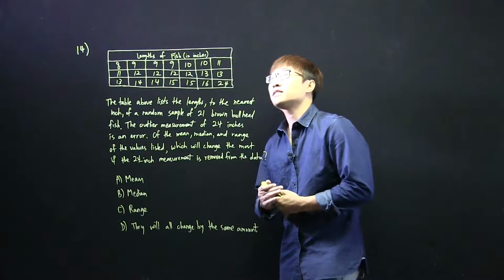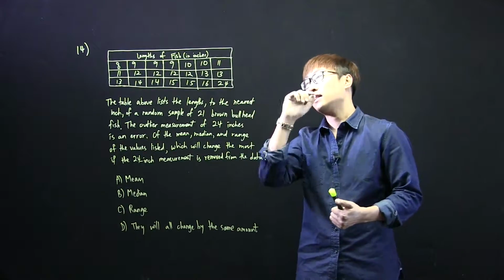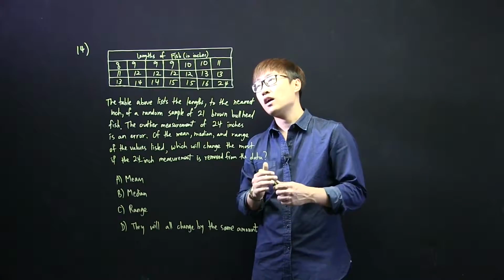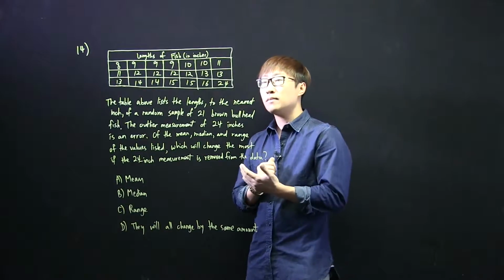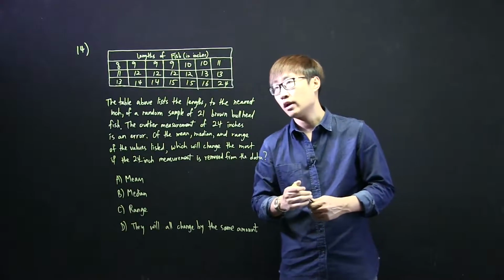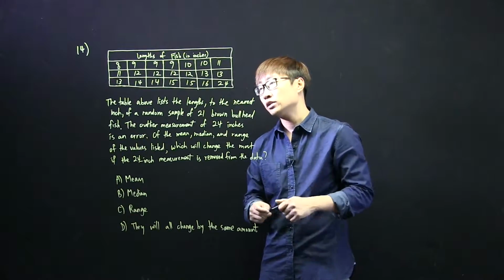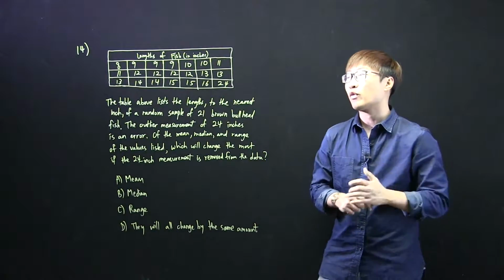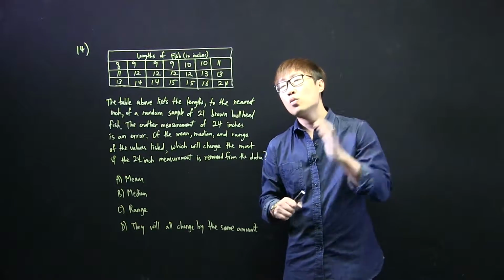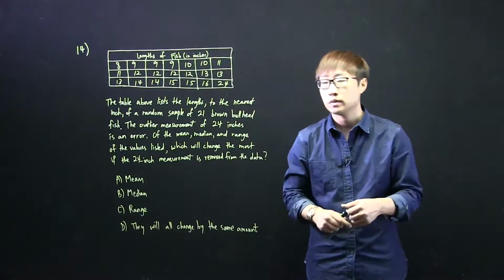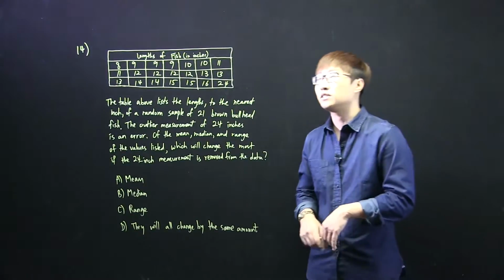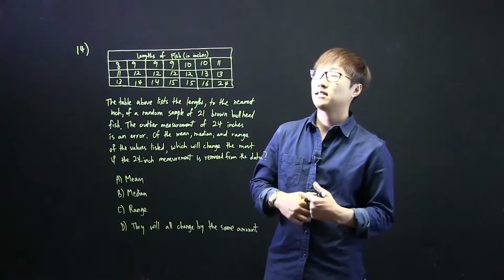Number 14. The table above lists the lengths to the nearest inch of a random sample of 21 brown bullhead fish. The outlier measurement of 24 inches is an error. I see that over there, 24 inches. Of the mean, median, and range of the values listed, which will change the most if the 24-inch measurement is removed from the data? Okay, so let's think about that.